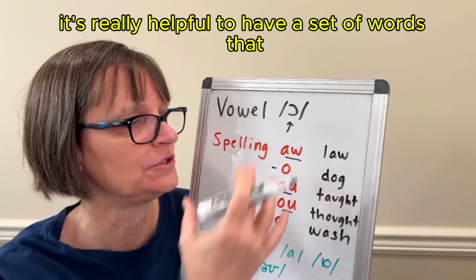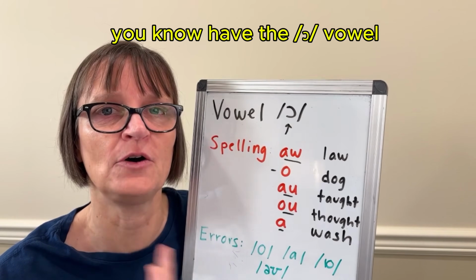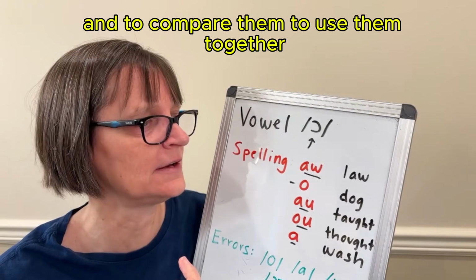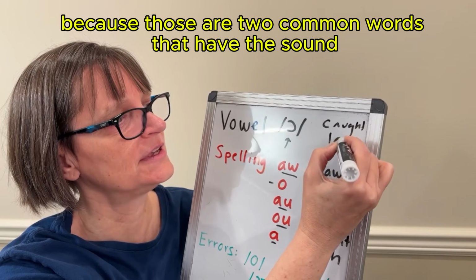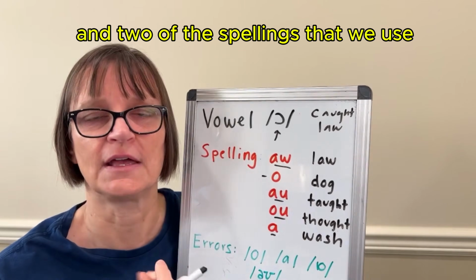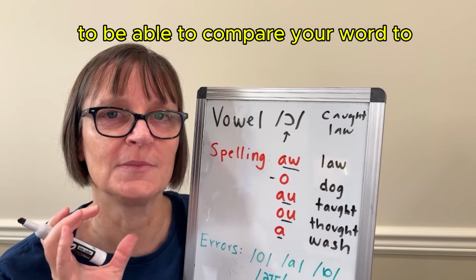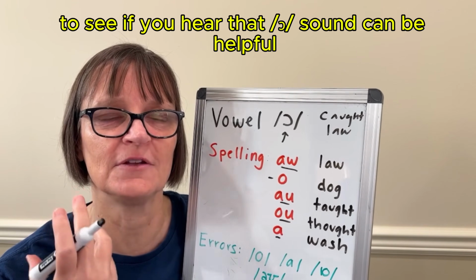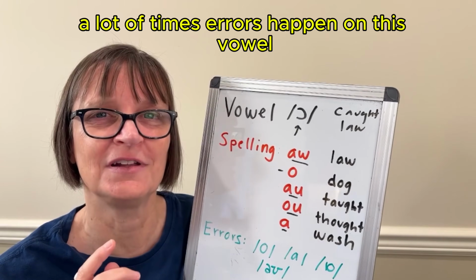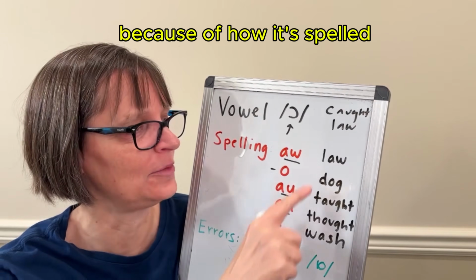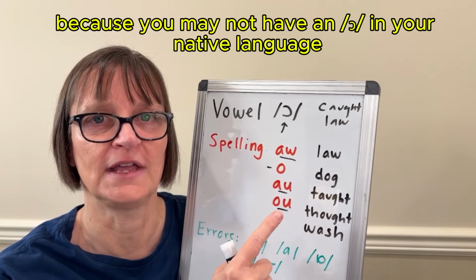So you can't always find this vowel just based on looking at the letters for it. It's really helpful to have a set of words that you know have the aw vowel and to compare them, to use them together. I call it caught, law, because those are two common words that have the sound and two of the spellings that we use. Having something as an anchor to compare your word to see if you hear that aw sound can be helpful. Looking at what errors can happen, a lot of times errors happen on this vowel because of how it's spelled, and also because you may not have an aw in your native language.